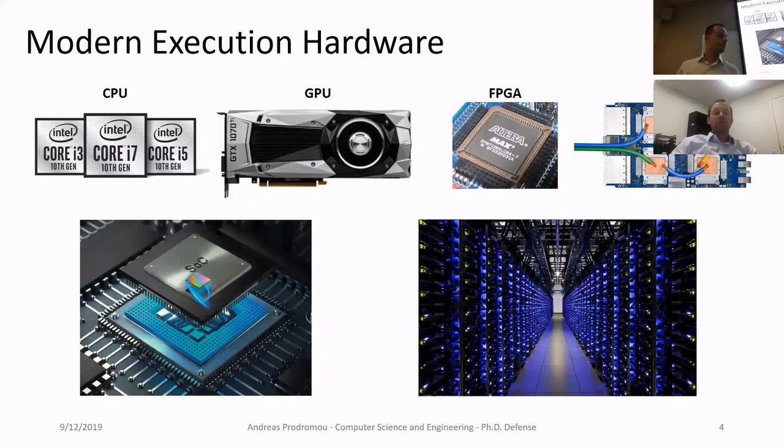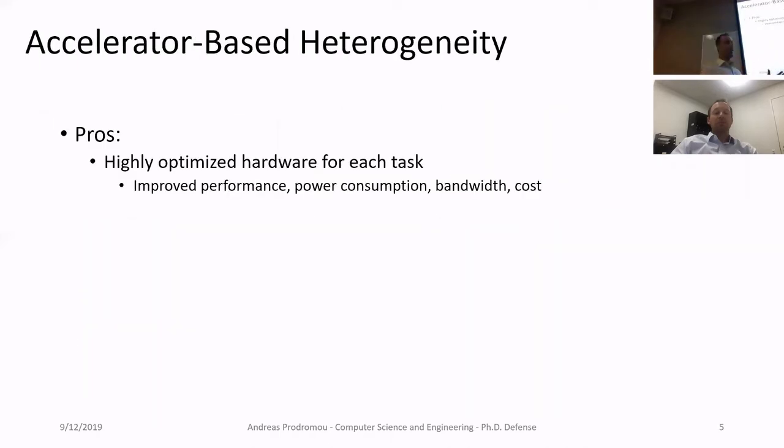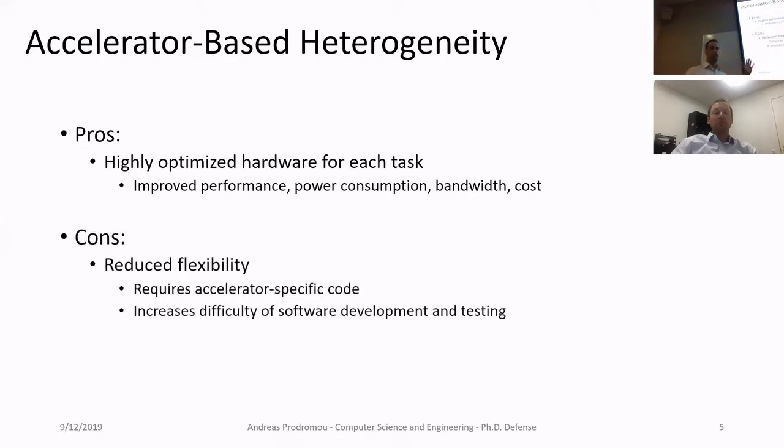Now, these heterogeneous execution engines can be combined in systems on chips, and they can be parts of larger data centers. The benefits of this type of heterogeneity include highly optimized hardware for each task, which leads to improved performance, power consumption, bandwidth cost, and so on. On the downside, however, we have reduced flexibility. We are required to write accelerator-specific code, for example, CUDA to run on NVIDIA's GPU, which increases the difficulty of development and testing. Another problem is that you hard code resource management. For example, if you write something in CUDA, then for the most part, it must run on a GPU, even if for whatever reason, it doesn't make a lot of sense to run on the GPU at a given time.